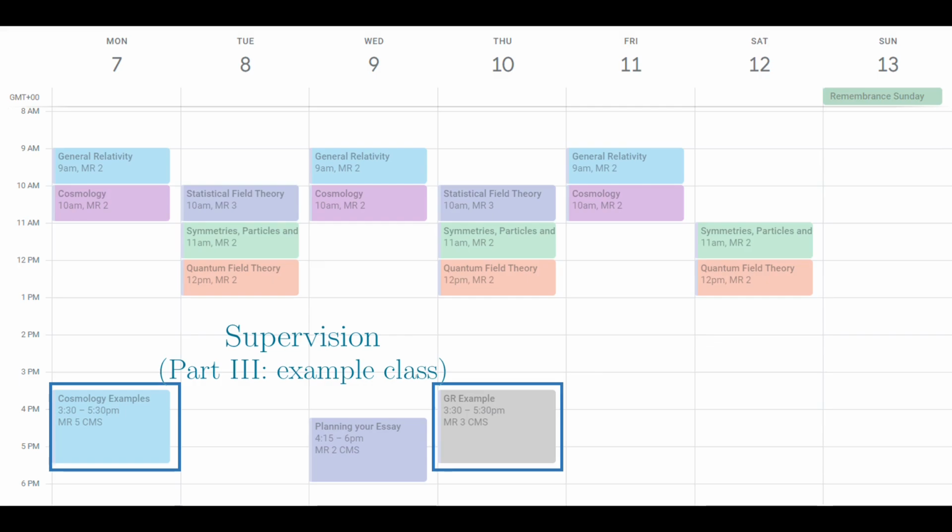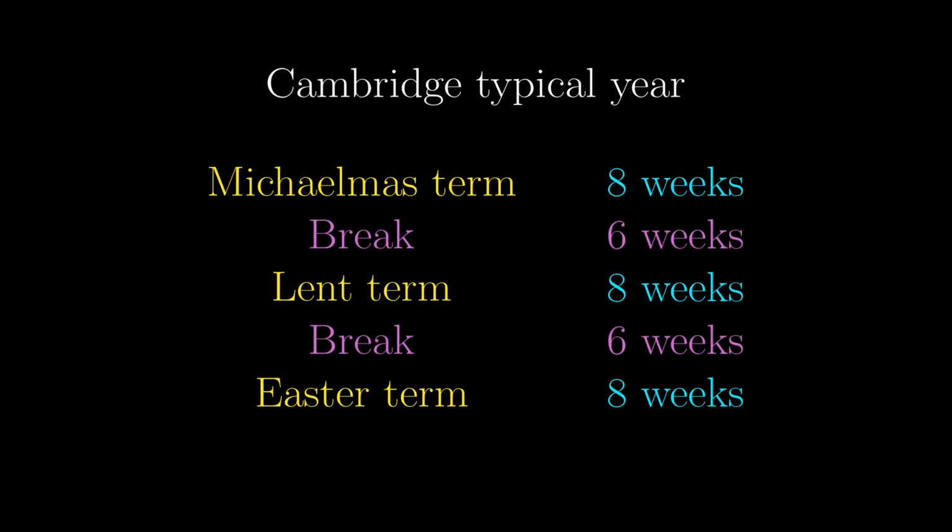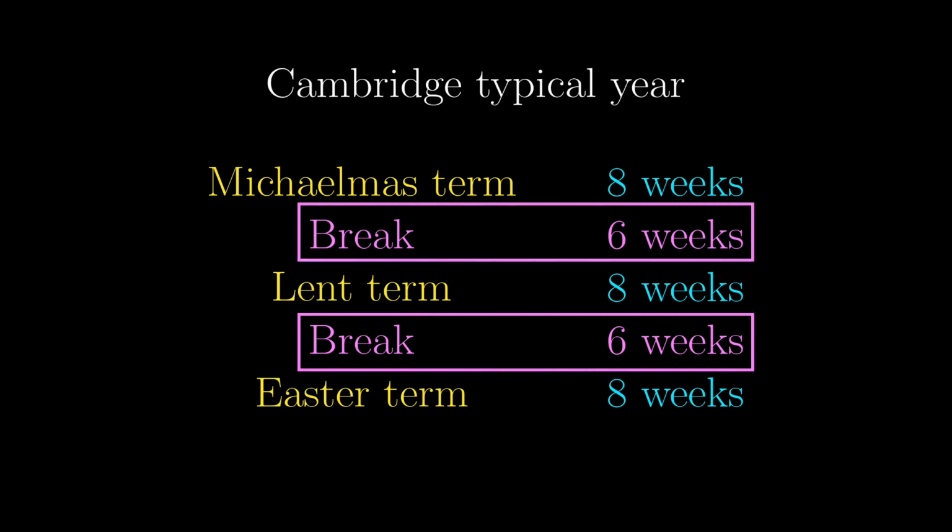Luckily, Cambridge terms are only 8 weeks long, so you will have a very hectic 8 weeks, but then you will have a break. A typical Cambridge year looks like this. There are 3 terms, each lasting 8 weeks, and 2 breaks in between them, each roughly 6 weeks. Only in those 6 weeks do I have the time to make videos.